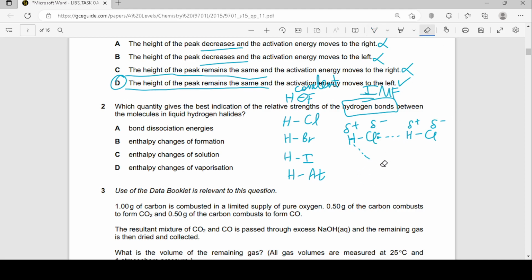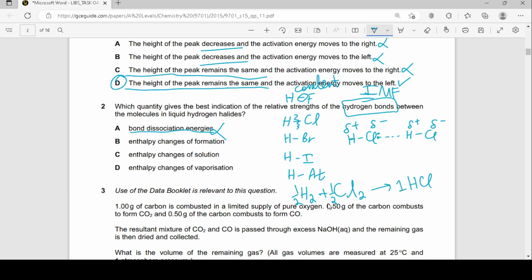So you're basically talking about intermolecular forces, okay? Which means that if you're talking about bond dissociation energy, that means the dissociation of the covalent bond, right? But you're not supposed to be talking about covalent bonds, you're just talking about the intermolecular forces. So that cannot be the correct answer. If we're talking about enthalpy changes of formation, then that's, for example, H2 plus Cl2 gives you 2HCl, right? Or actually, if it's for 1 mole of the substance, because that's what enthalpy change of formation is, right? 1 mole of the substance is formed.